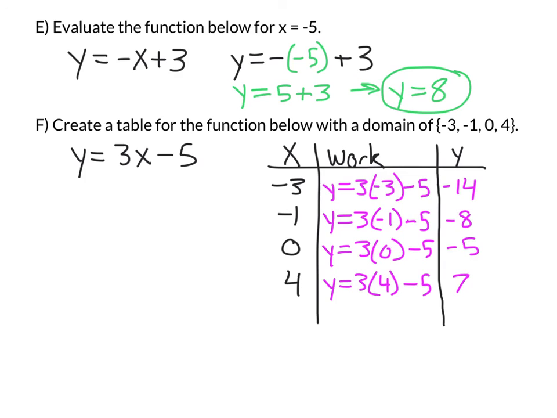So here we have all of our output values, and we could even list the range here. We could say the range, we'll use our curly brackets, and we'll just list all of our output values: negative 14, negative 8, negative 5, and positive 7. Alright, so the big takeaways for tonight: what a function is, how to identify a function, the domain, the range, and then evaluating functions, either for a single value or for a table.